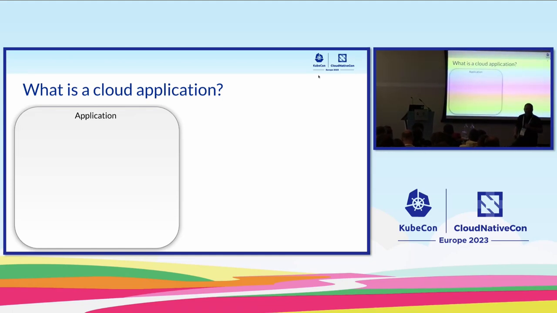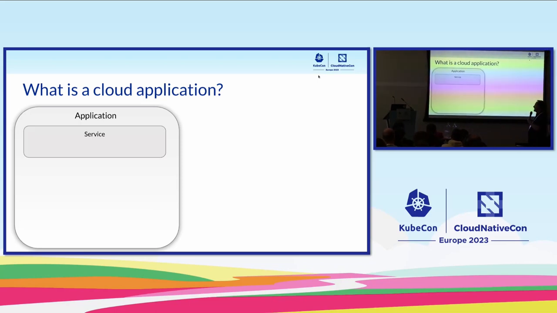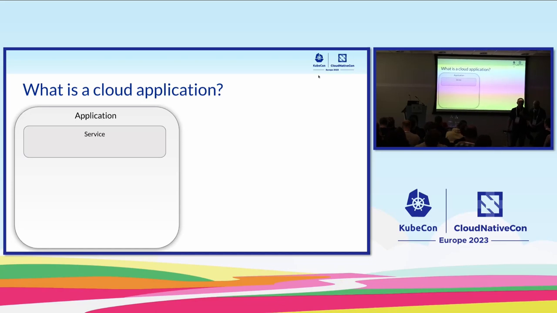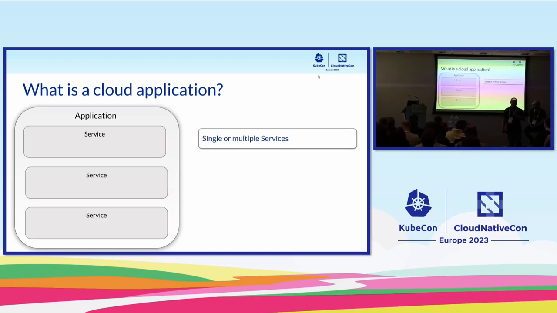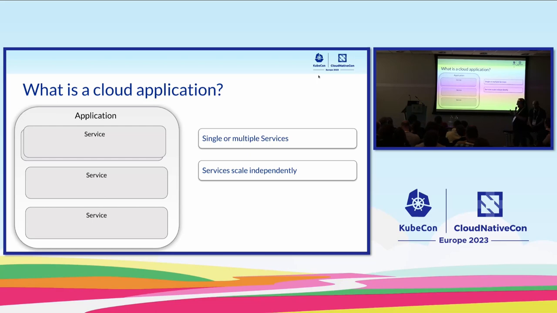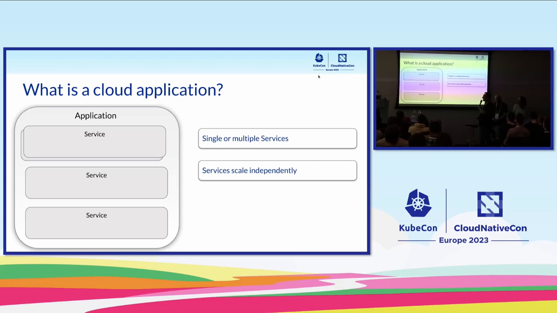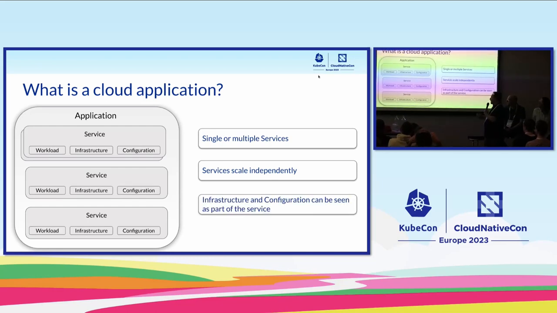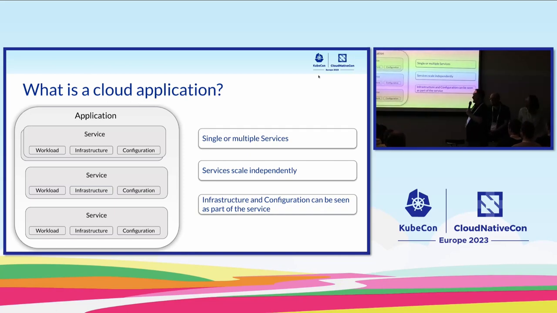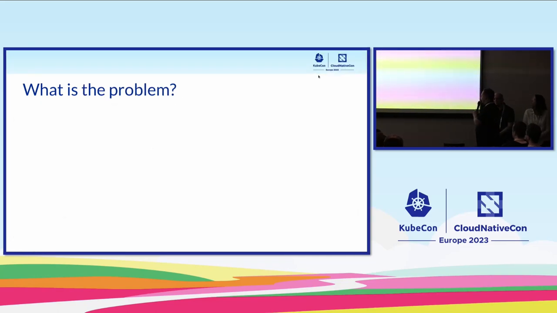So we have an application. This application could consist of one service or multiple services. In fact, the application is more or less a boundary for a thing which fulfills a business purpose. In this application, the services should be able to scale independently. So when we find out that one service is overloaded, we should be able to scale it alone and not have to scale all of them. And finally, we could describe that the infrastructure and the configuration can be seen as part of this application. So far, so good. That's what I understand as an application.